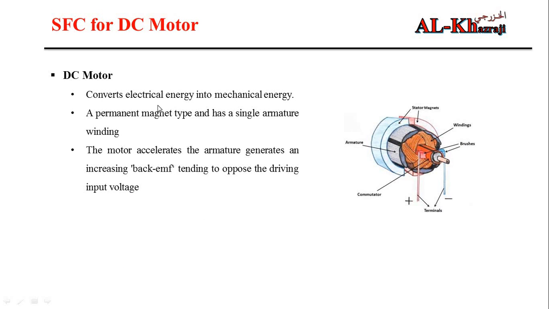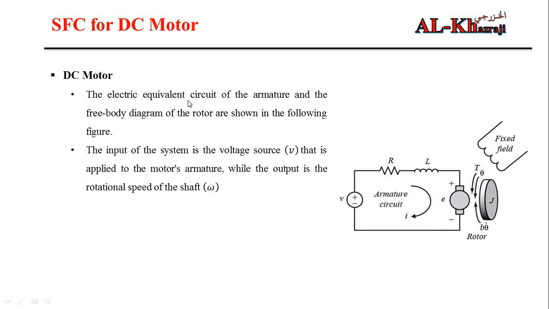Now, a DC motor converts electrical energy into mechanical energy. It uses the permanent magnet type and the armature winding. When the motor accelerates, it generates a voltage. This voltage will be opposite to the input voltage to the motor. Now, the electrical equivalent circuit for the motor consists of resistance and inductance. So these two elements are the equivalent electrical circuit.